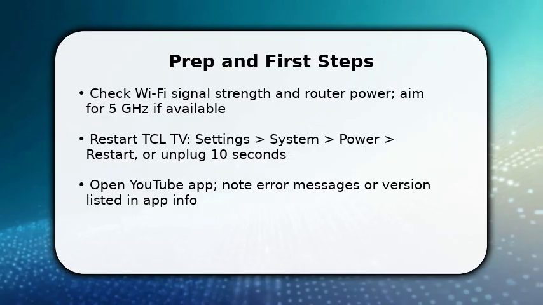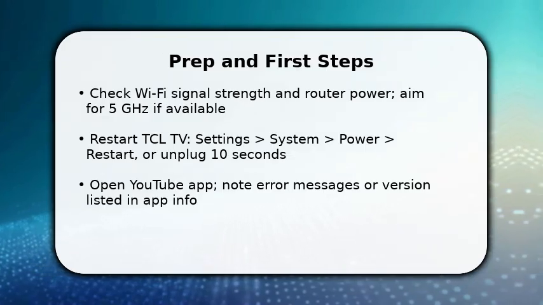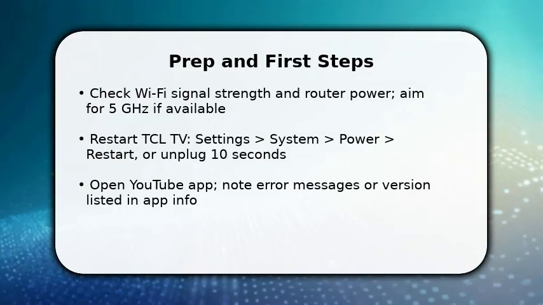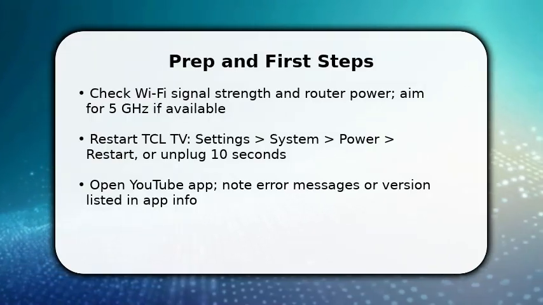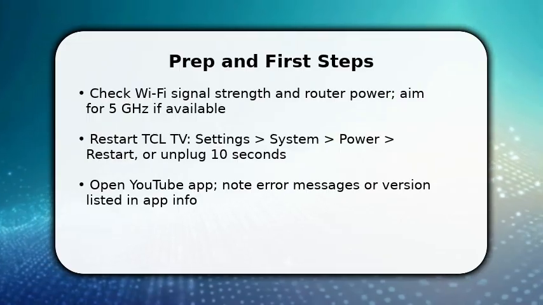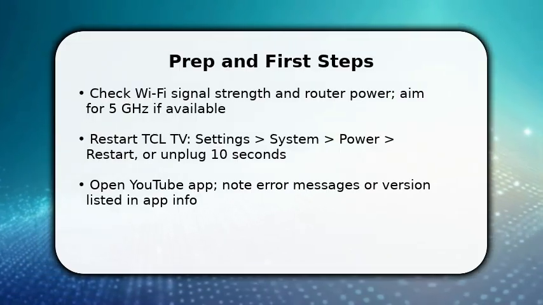You start by confirming prerequisites: a stable Wi-Fi connection and TV power. First, check signal strength and switch to 5 GHz if possible because it reduces buffering. Next, restart the TCL TV from Settings, System, Power, Restart, or unplug it for 10 seconds to clear transient faults.